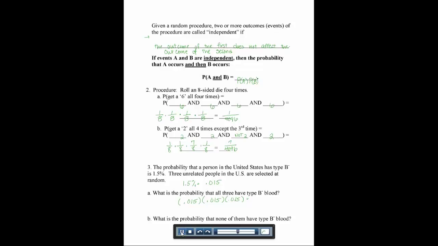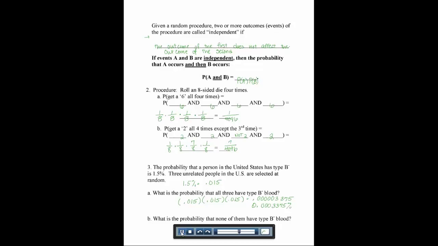So here we get 0.000003375. Okay, so your calculator may put this in scientific notation, but we can change it to a decimal. And then, as a percent, this would be 0.0003375%. Very, very small.